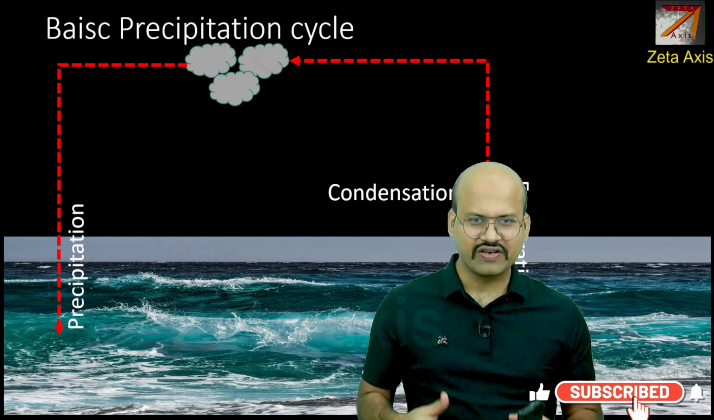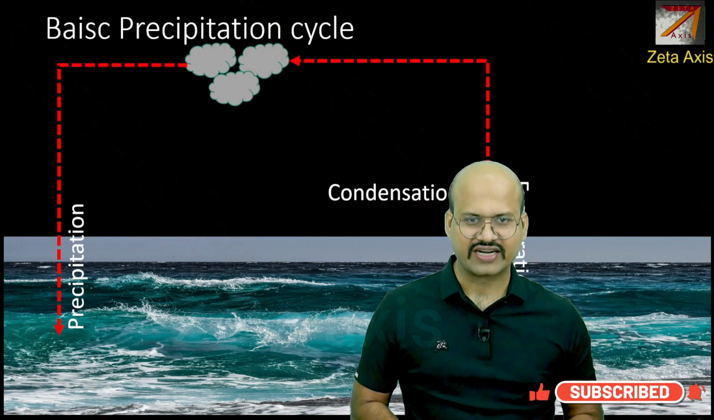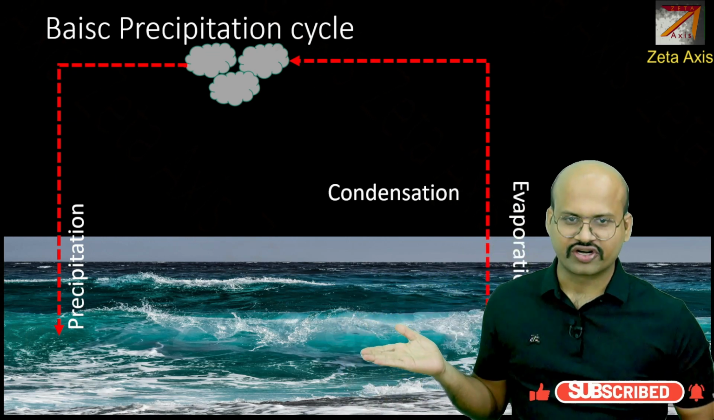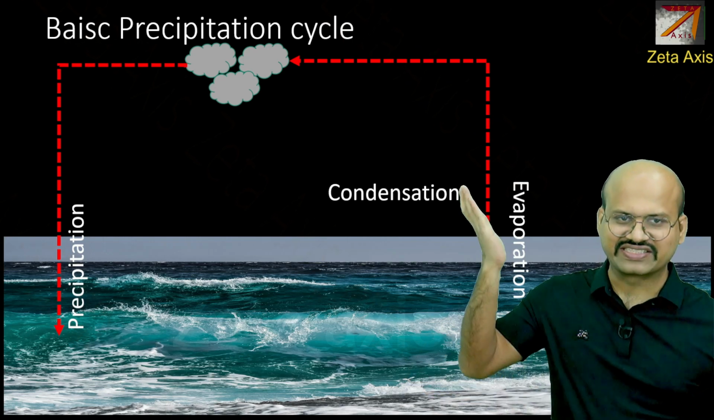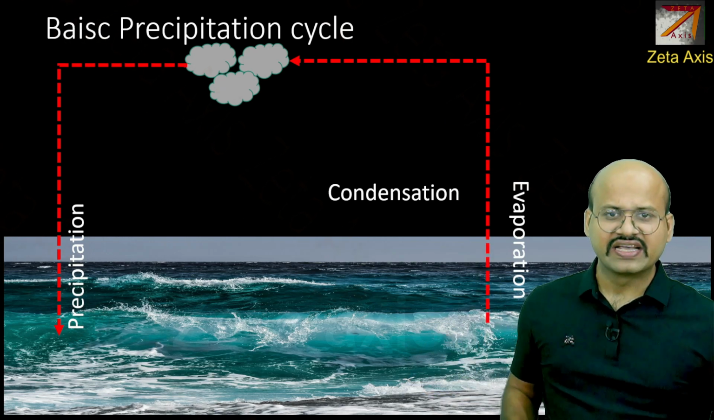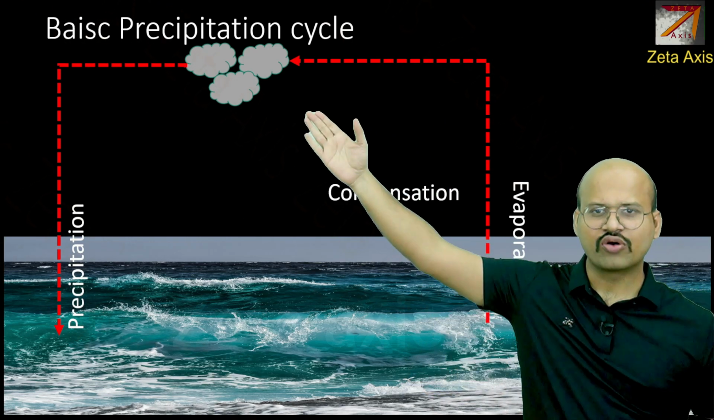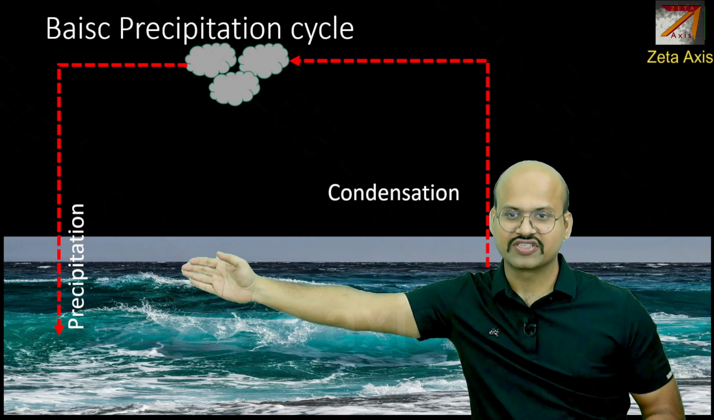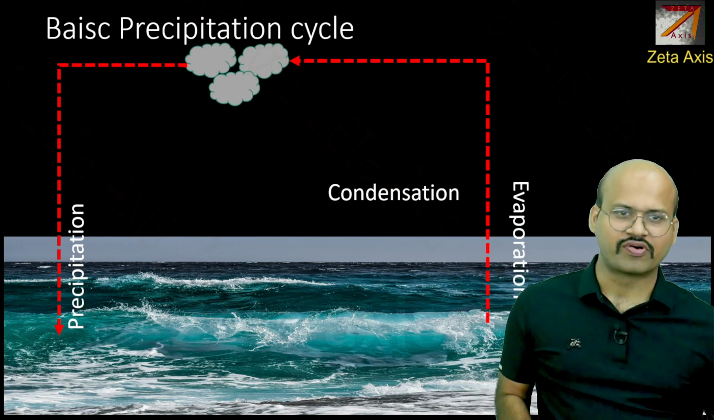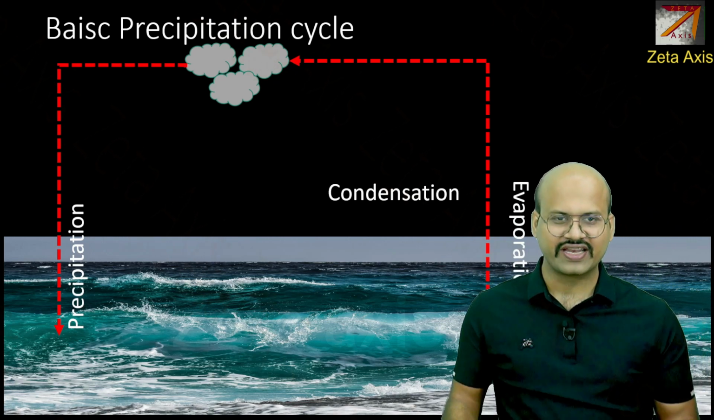detail. So to begin with, the process starts with evaporation of water from the surface of our earth. The evaporated water rises up. This rising water condenses. It forms clouds. And after this, the clouds give it back to the earth's surface in the form of precipitation. It could be in the form of rainfall, fog, snow, hailstorms, anything.